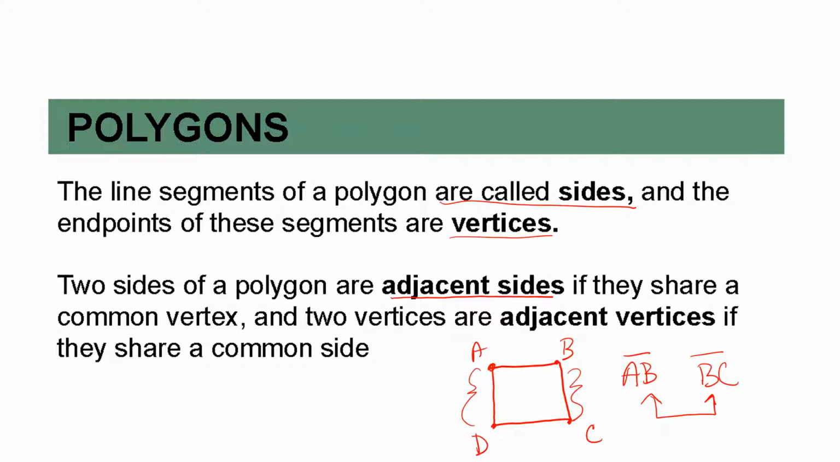If I look at the vertices A, B, they share a line segment, AB. So they have a common side. So they are called adjacent vertices. So A and B are adjacent to each other, whereas A and C would not be adjacent. So A and C are non-adjacent. And A and B are adjacent.